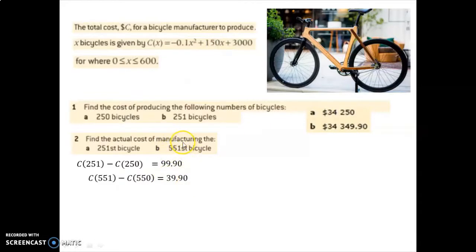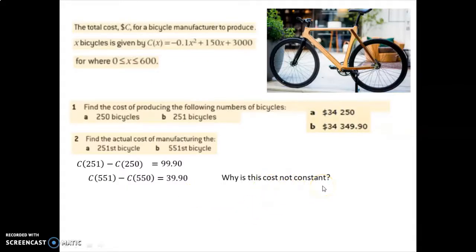Notice that when we get to this higher number of bicycles, the cost for that extra bicycle, the 551st bicycle, is less than it was when we were at 251. So as this company produces more bicycles, the cost per bicycle is going down. The question there is why? Why do you think the cost is not constant?